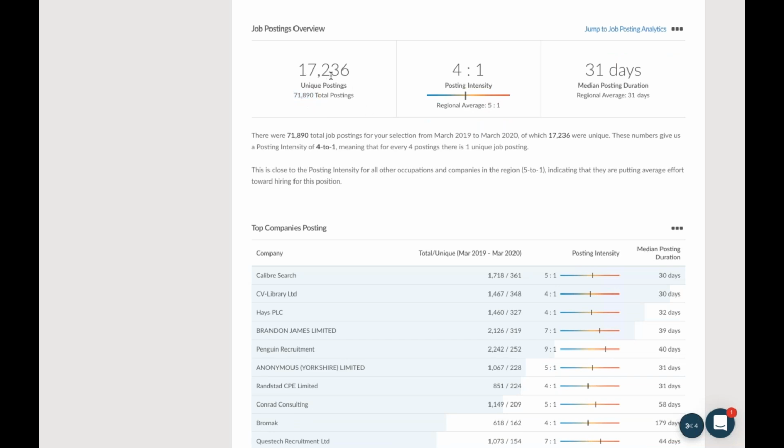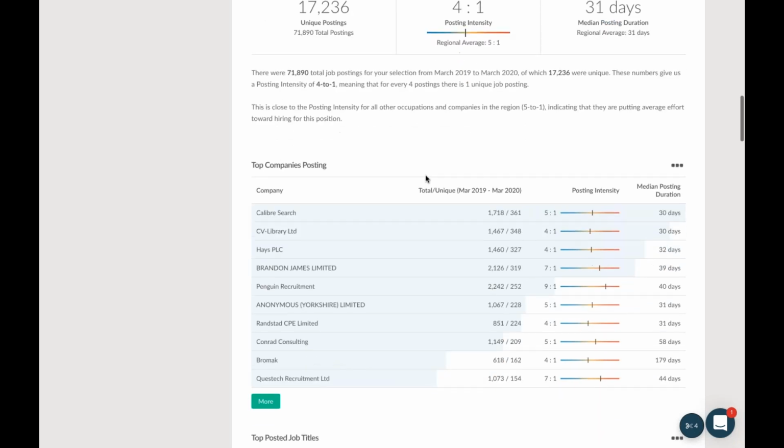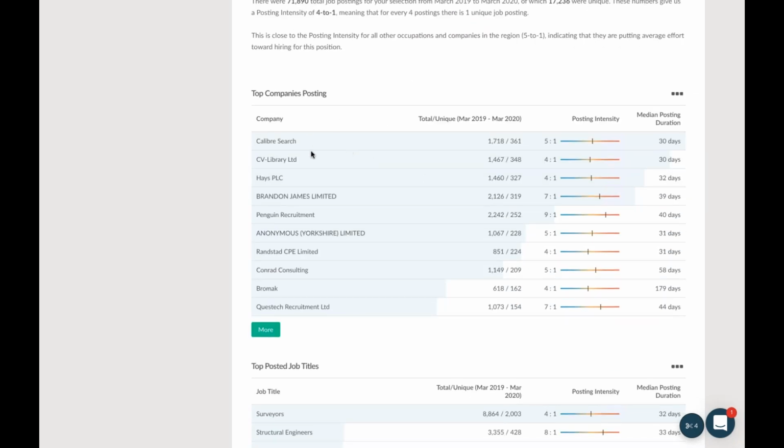So each one of those unique jobs is posted on average 4 times. So they're making it onto 4 different job boards. And a regional posting average of 31 days. So jobs on average are live on websites for 31 days. We can then see the top companies posting for those jobs.